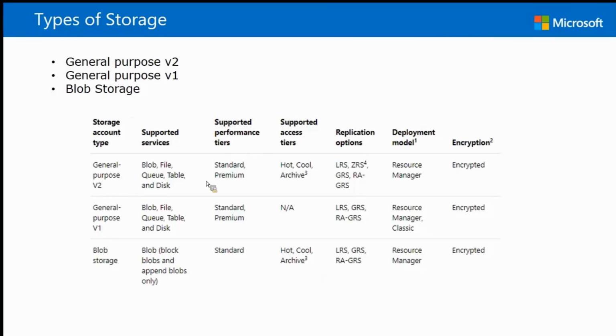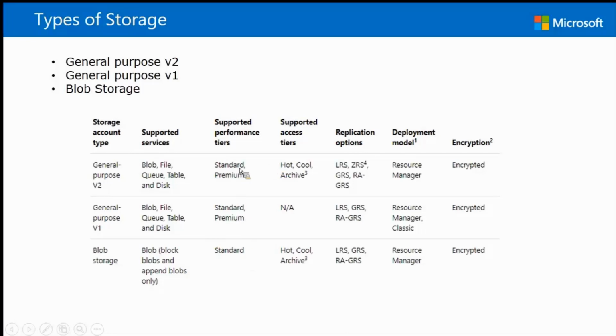So here you can find the differences between those. For supported services, you will have the 4 main services in the version 1 and version 2 general purpose. For blob storage, just blob. You can use block blobs and append blobs. You will find 2 types of blobs there, and 3 when you pick the general purpose. Supported performance tiers: standard and premium for the general purpose, and just standard for blobs.